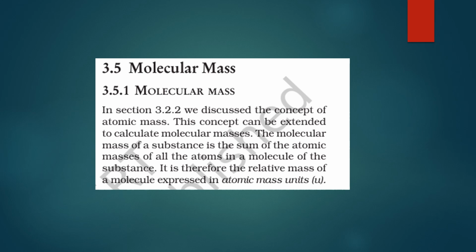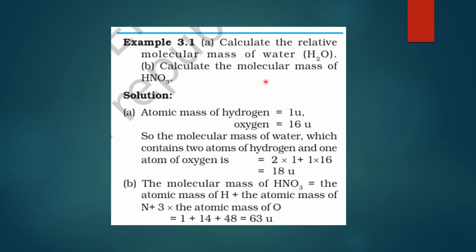ठीक है, जैसे suppose H2O है, H2O is a molecule. तो हाइड्रोजन एटम्स का मास प्लस ऑक्सीजन एटम्स का मास हम जब ऐड करेंगे तो we get the molecular mass. Okay. So it is a relative mass of a molecule and it's expressed in atomic mass units. In short, we write it as u, right? So let's understand this better through an example.